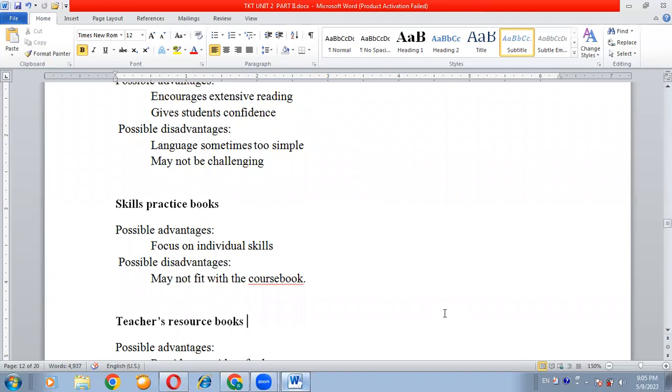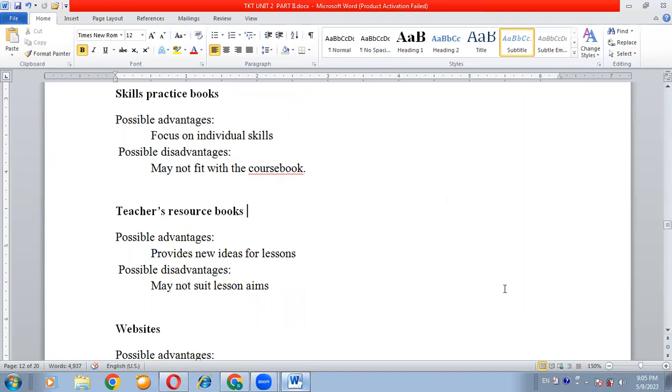Skill practice books. Possible advantage: they focus on individual skills. Disadvantage: they may not fit with the course book. Teachers' resource books. Possible advantage: they provide new ideas for the learners. Disadvantage: they may not match the lesson aims.